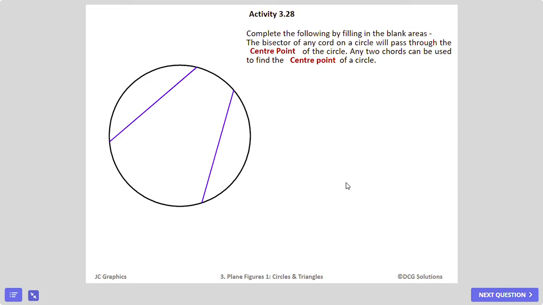The bisector of any chord in a circle will pass through the centre point of the circle, so that's the first blank space you need to fill out. And then any two chords can be used to find the centre point of a circle, and there's the second blank space you fill out.